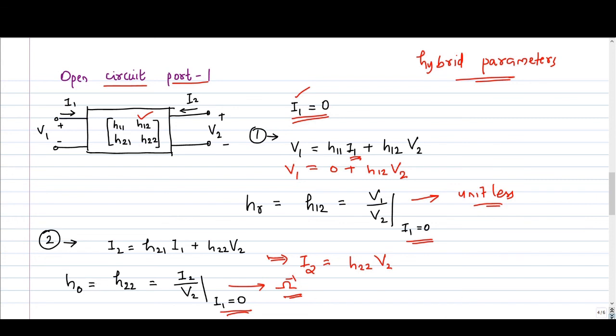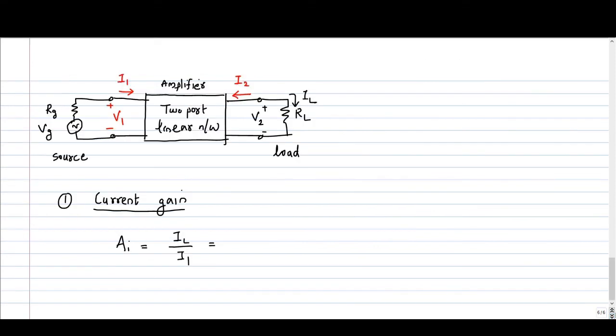Okay, so let us summarize it. H11 is also denoted as HI, and H21 is also denoted as HF, forward current gain, H12 reverse voltage gain, HR, then H22 output admittance, HO. Okay, these are popular representations of these four H parameters. This notation is also used. Then using this model, we can calculate some parameters of the circuits.